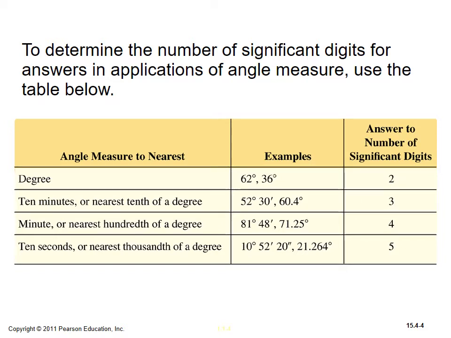To determine the number of significant digits for answers and applications of angle measurements, use this table. The nearest degree, you answer to 2 digits. To minutes, or the nearest tenth of a degree, 3 digits. To 1 minute, or nearest hundredth of a degree, that's 4 digits. And then 10 seconds, or nearest thousandth of a degree, that is 5 digits.